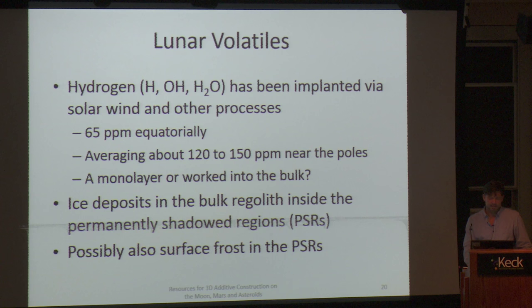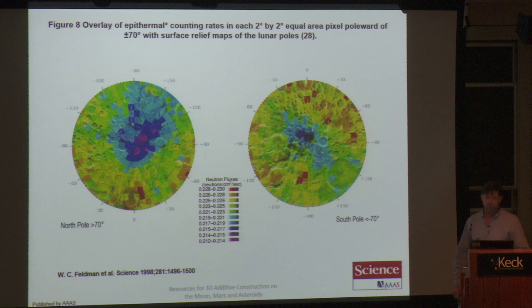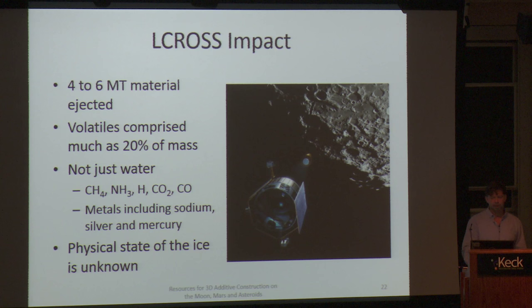This is a picture of epithermal neutron count rates looking at the poles of the moon, and this is showing us the presence of hydrogen in the regolith, and you see high concentrations near the poles and especially in the permanently shadowed regions. The LCROSS spacecraft impacted on the moon, and when it did, it blew up 4 to 6 metric tons of material, including about 20% of that mass as volatiles.